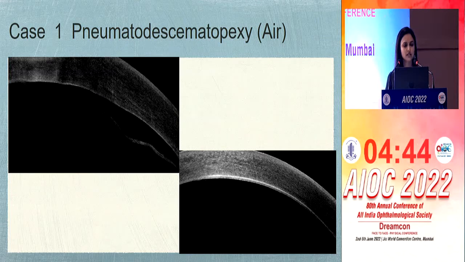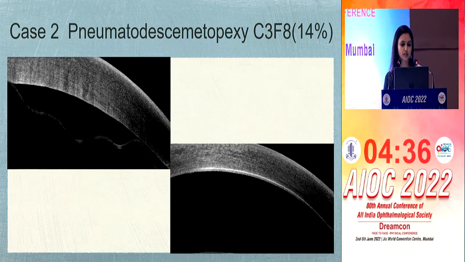You can see this is a typical regmatogenous DM detachment. An air injection was done. The patient was given positioning, and the Descemet's attached eventually. So for certain cases where you think that air injection is not going to work, you can use expansile gases like C3F8, SF6.